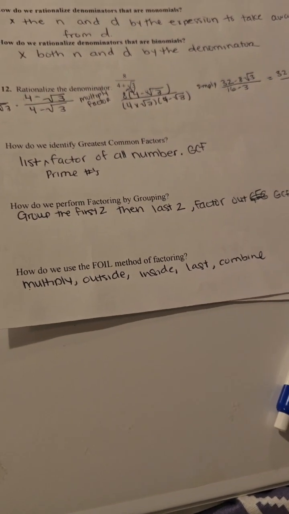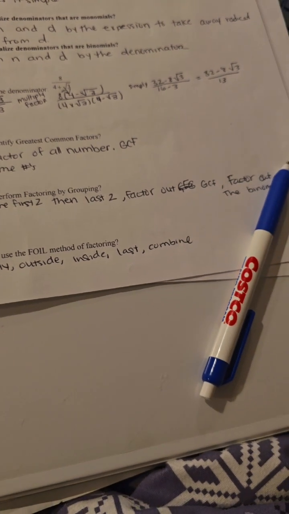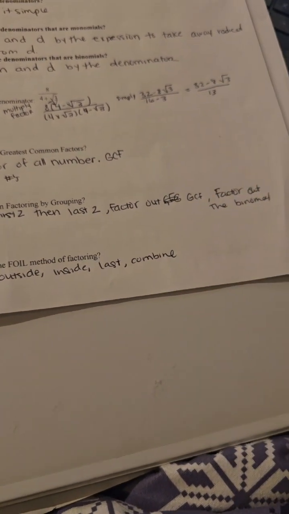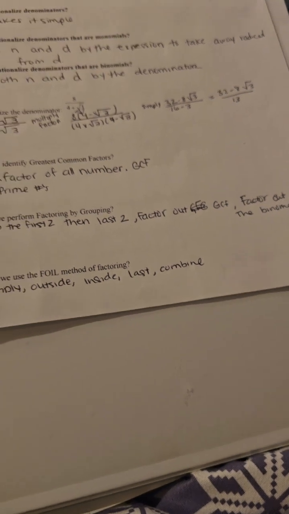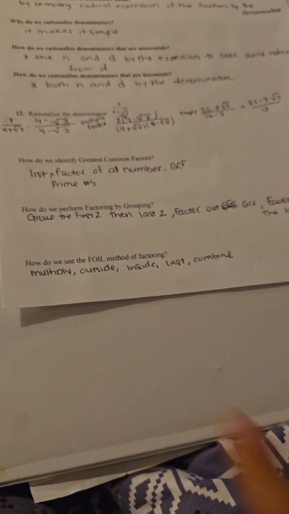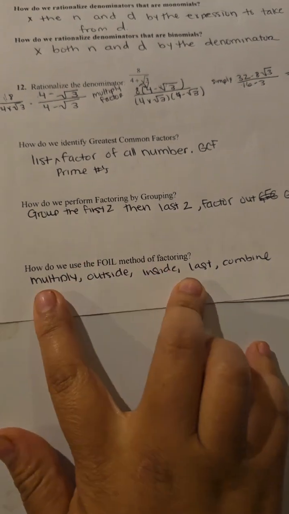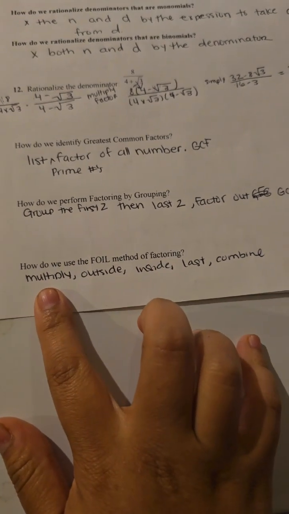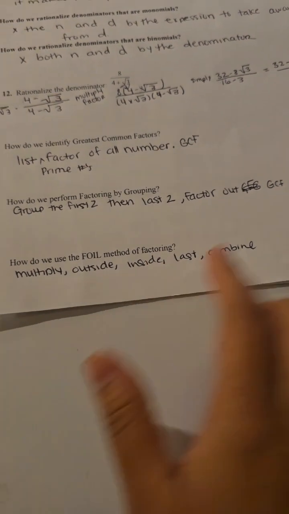How do we perform factoring by grouping? Group the first two, then the last two, then factor out the greatest common factor, and then factor out the binomial. How do we use the FOIL method? First we multiply, and then do the outside, the inside, the last, and then we combine everything together.